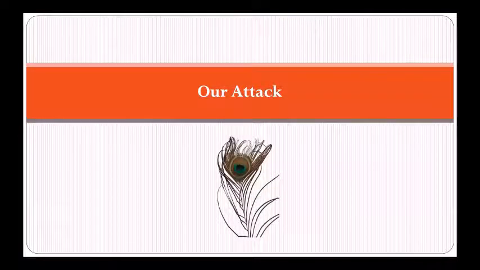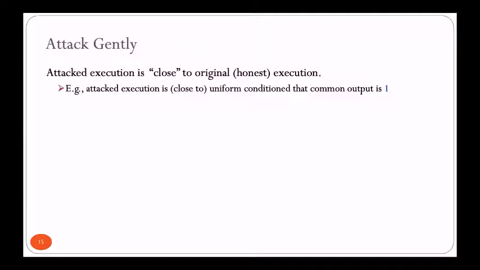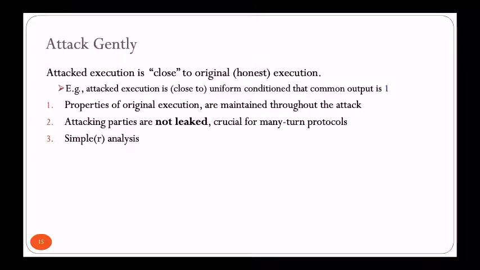So here's our attack. First of all, we want to attack gently, like I just said. So I want to talk about the advantages of attacking gently. The first is what I talked about earlier, properties being preserved even under attack. The second advantage is that the corrupted parties won't be leaked to the protocol. Since we discuss many turn protocols, we want to corrupt a party and leverage it to influencing the protocol over many, many rounds. So we can't afford the possibility of the protocol understanding that party is corrupted and expelling it from the protocol. Since now we sent one message from that party and then it's done, it's expelled, and we can't use it no more.